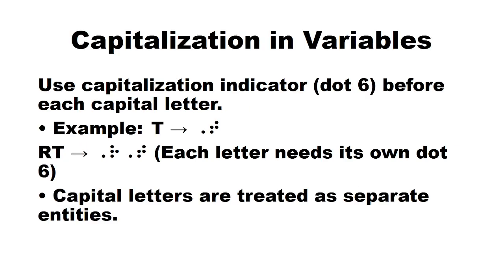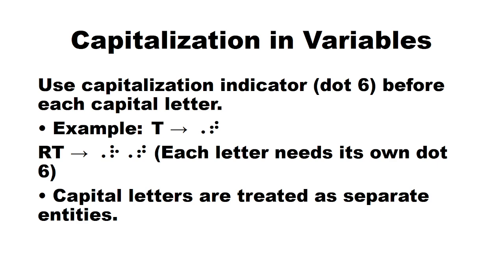Next is the rule on capitalization in relation to writing variables. Now, we use dot 6 or the capital sign indicator before each capital letter. Now, that means that if we have a capital letter as a variable in math, we need to put dot 6 before this capital letter when we transcribe these capital letters. So, for example, the variable capital T, when we transcribe it into Braille, we need to put dot 6 before letter T.